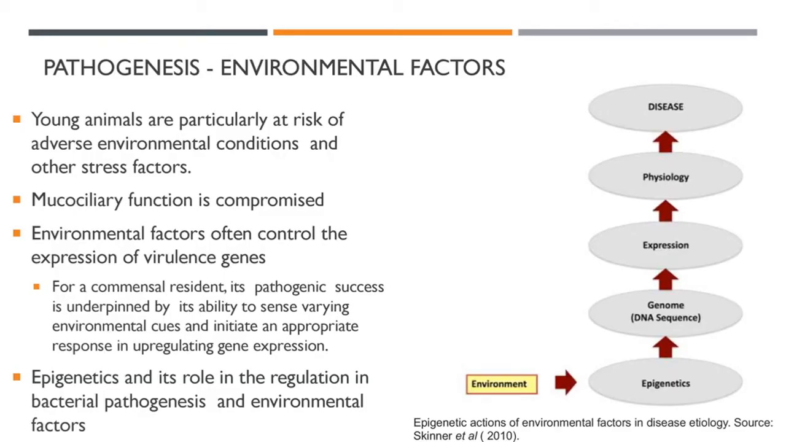Environmental factors often control the expression of virulence genes. For a commensal resident, its pathogenic success is underpinned by its ability to sense varying environmental cues and initiate an appropriate response in upregulating gene expression. Recent studies show that epigenetics plays a role in the regulation of bacterial pathogenesis and environmental factors, responding to internal and external environmental cues, including climate, nutrition, pathogens, and other environmental factors. Bacterial-induced epigenetic changes can compromise host cell function and allow pathogen persistence and increase the risk of disease states.